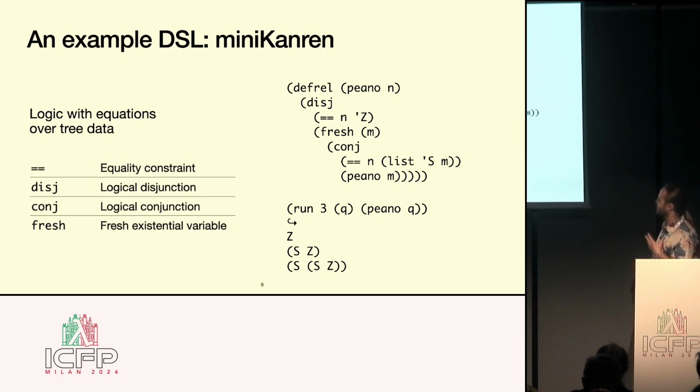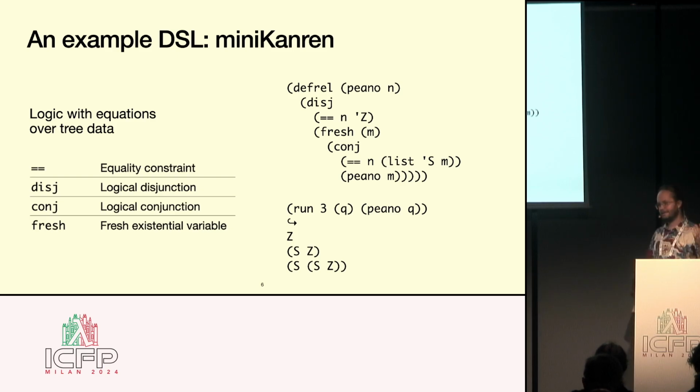If we look at the definition of the relation, it's a logical disjunction. One alternative is an equality constraint that the number is the symbol z representing 0. And in the other alternative, we have an equality constraint that the number is a list structure whose head is the symbol s, and the rest is the logic variable m, and we make a recursive call to the relation with that. So it's this recursive logical formula.